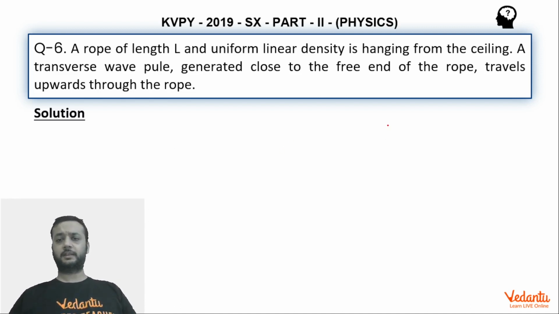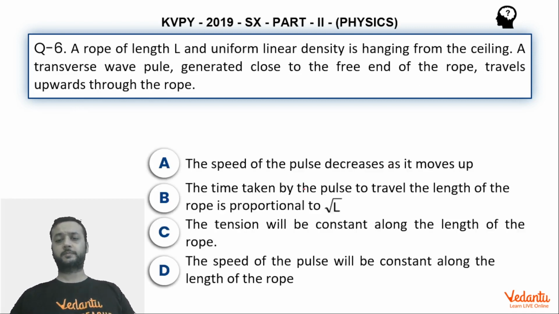There's a string of length L, which is of uniform density, and this string is hanging. So there's a transverse wave pulse which is generated at the bottom of the string, and we have to choose the correct options amongst them. The options are whether the speed will be constant or whether the speed will decrease, the time taken by the pulse is going to be proportional to root of the length of the string, and so on and so forth.